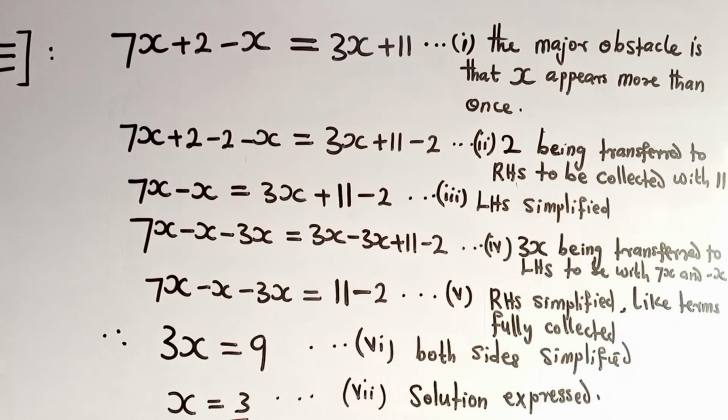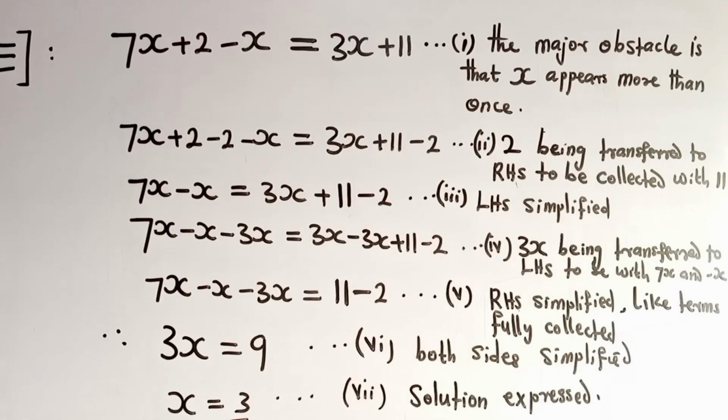Sometimes, when it appears more than once, they appear on one side of the equation. Such equation is easier to handle. Sometimes, like in this case, when the unknown appears more than once, it appears on both sides of the equation. 7x and minus x are on the left-hand side, 7x minus x. Then, on the right-hand side, we find 3x. These are places where x appears in this entire expression. So what do we do?